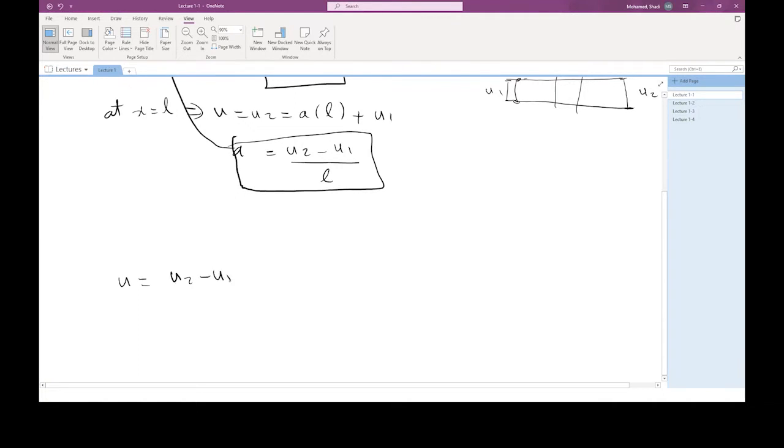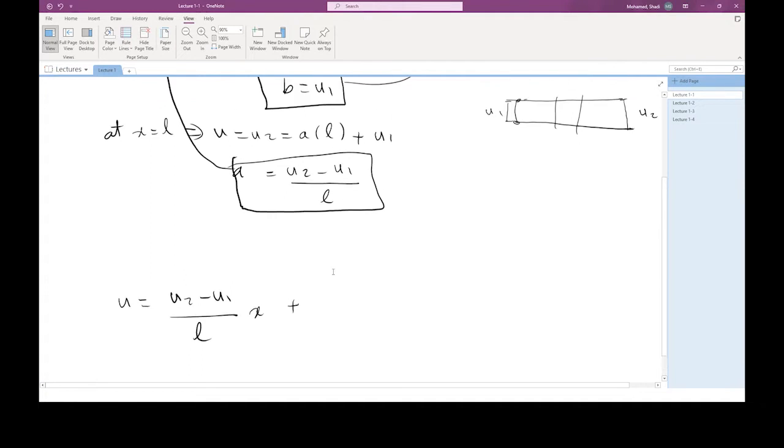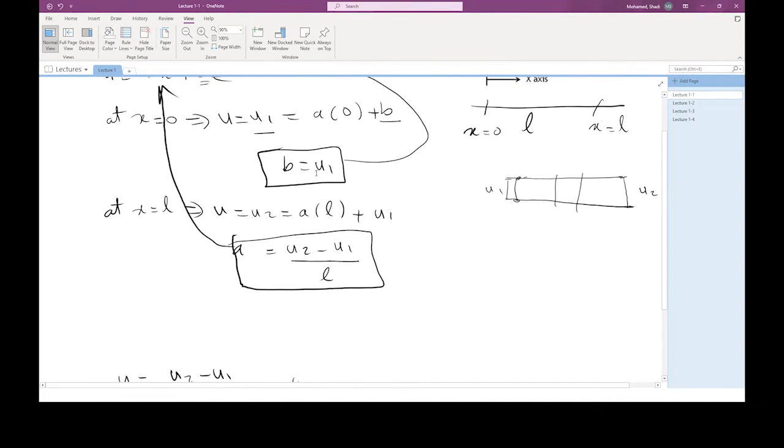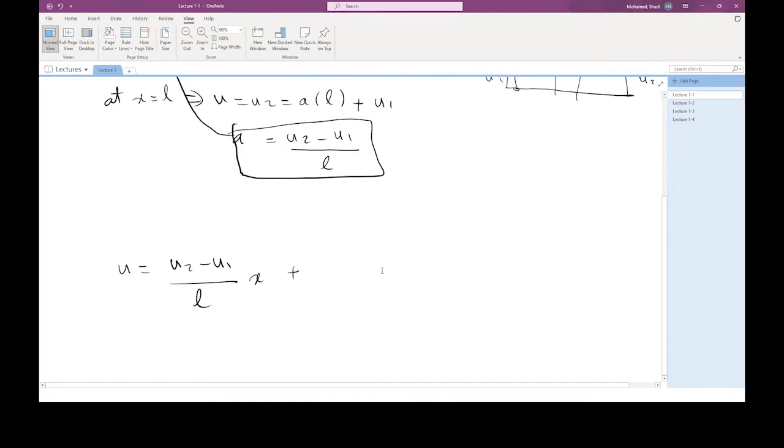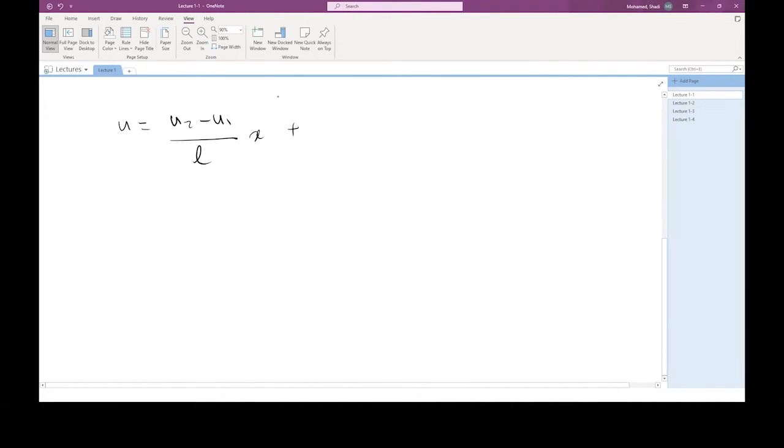u2 minus u1 over l multiplied with x, added to b. So this is b equal to u1. So it's basically going to be u1. Now I'm going to rearrange this so that I have everything to do with u1 first, everything to do with u2 second. So u1 exists in this term here and in this one. So I'm just going to put them together.